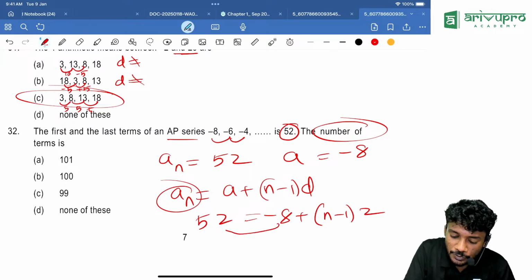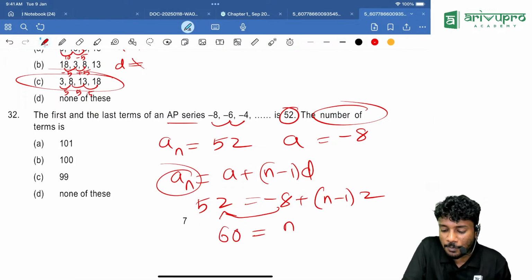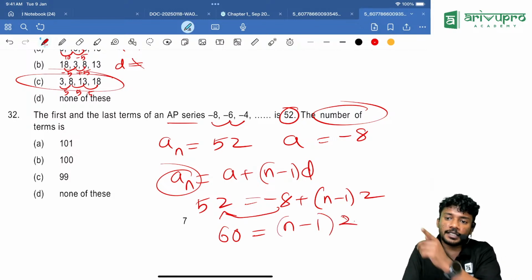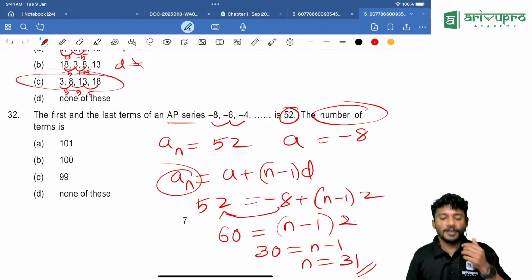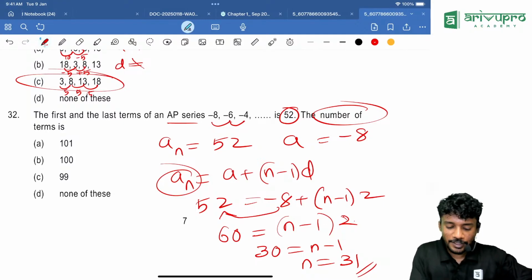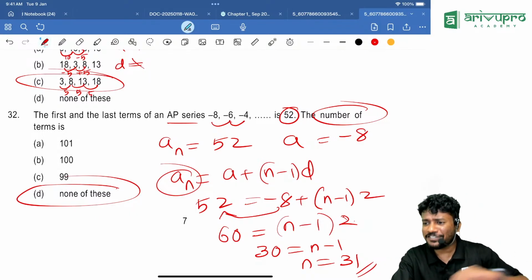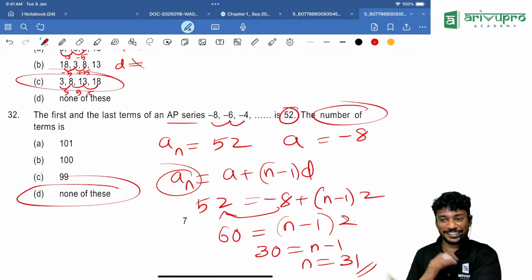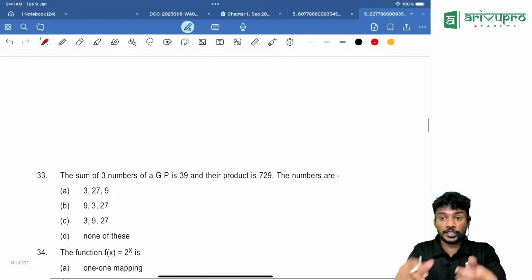So can I take this to the other side? That will become 60 is equal to N minus 1 into 2. If 2 goes to the other side, it will be in the denominator. So 30 is equal to N minus 1. N is equal to how much? 31. What is the answer? None of these. Option A. All the time, people will have hesitation to mark none of these, right? Because of thinking that I am wrong. You will never trust yourself. Correct? Yes. Next one. Doubts, we will do it after this.